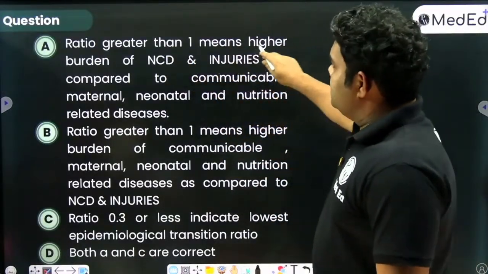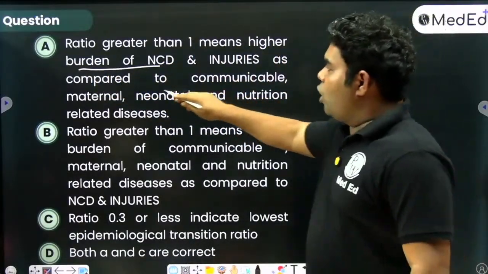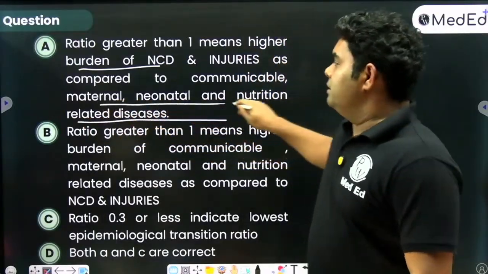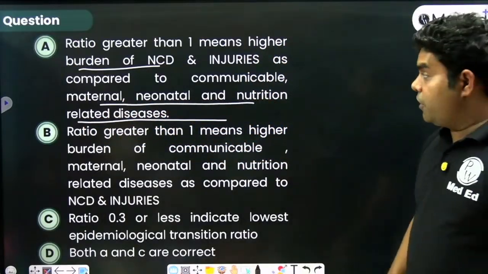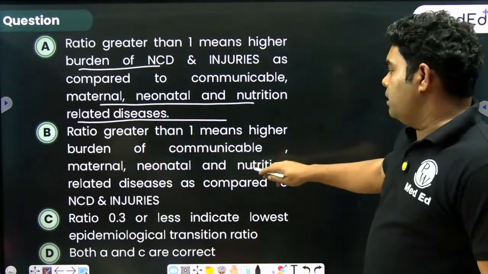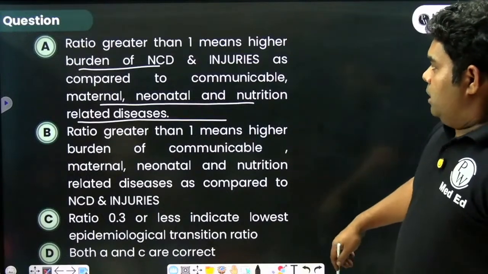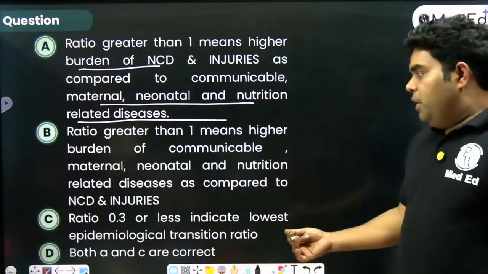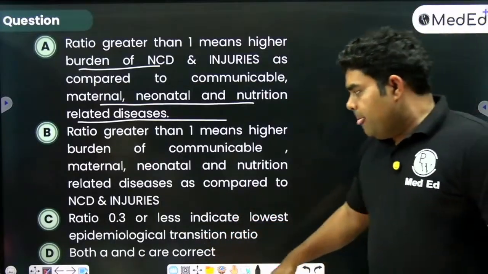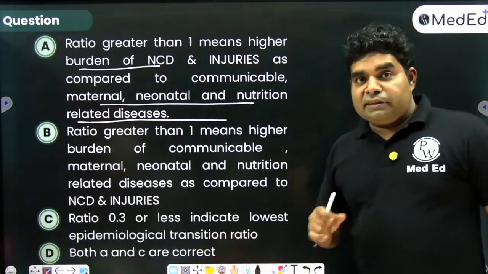Ratio greater than 1 means higher burden of NCD and injuries as compared to communicable, maternal, neonatal and nutritional related disease. Is this correct for the epidemiological transition ratio? Or ratio greater than 1 means higher burden of communicable, maternal, neonatal and nutritional related disease as compared to NCD. And ratio 0.3 or less indicates lowest epidemiological transition ratio, or both A and C are correct. What is the epidemiological transition ratio?